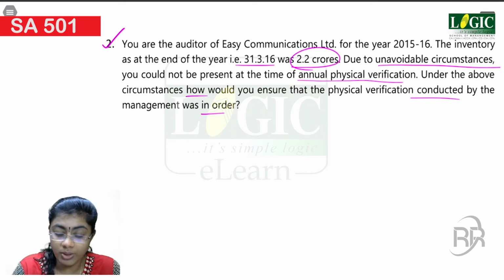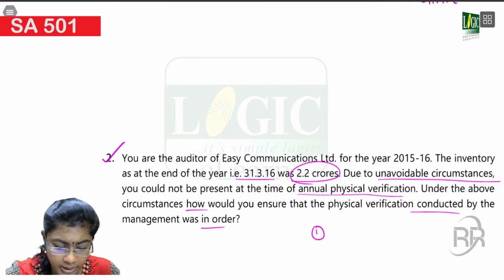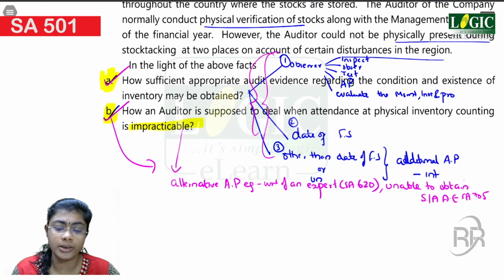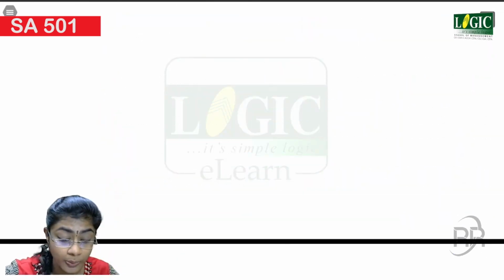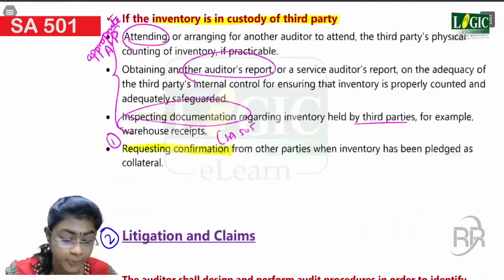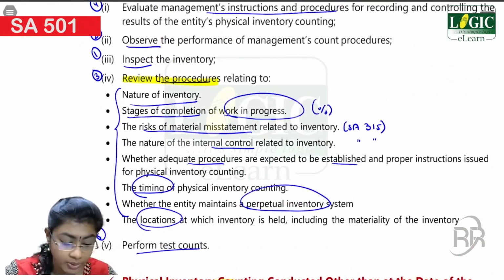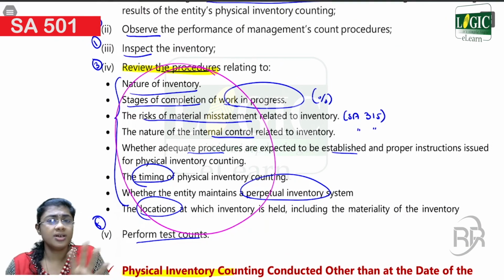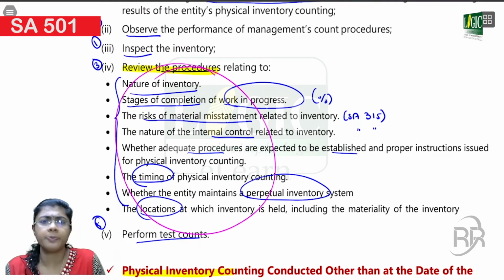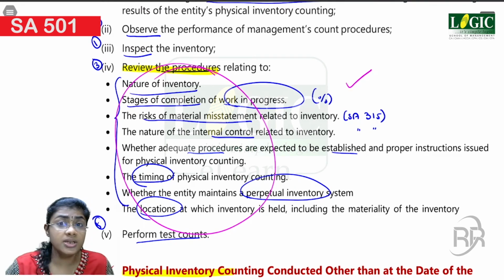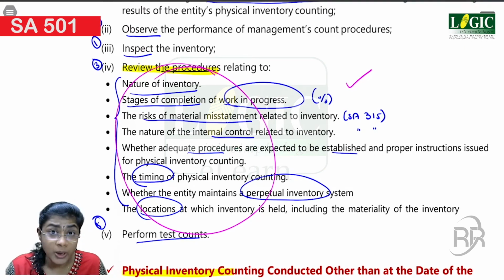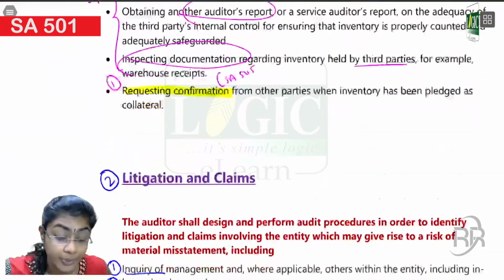So here also you will write the same points as in the previous question, A part. In that, one thing you should elaborate is, I said you should verify the procedures of the management with respect to nature of inventory, stages of completion percentage, risk of material misstatement, location, perpetual system, etc. This you should add along with that particular question because they specifically ask you.